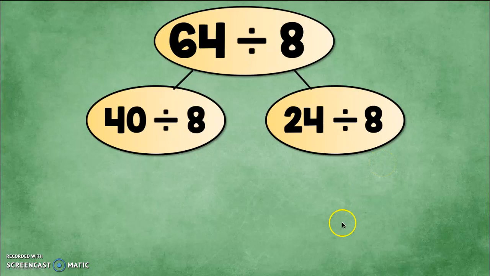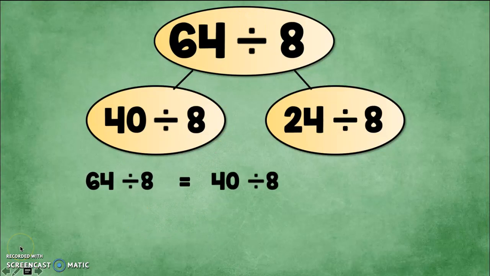If I wrote it out, it would be like this. 64 divided by 8 is equal to 40 divided by 8 plus 24 divided by 8. Because you see, friends, if I have one of the parts is 40 divided by 8 and another part that's 24 divided by 8, I have to add those together to get the whole amount, right?